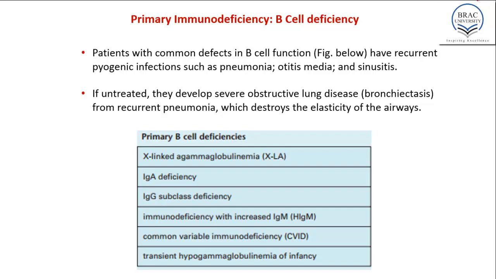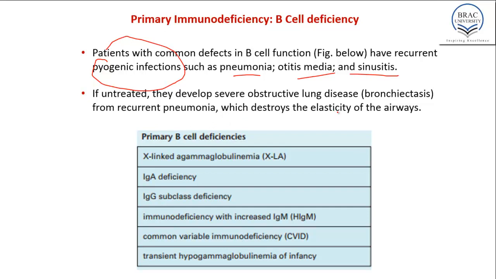Okay, so what is a pyogenic infection? Pyogenic infections are diseases that produce pus. So a disease that produces pus is termed a pyogenic infection. This can be pneumonia, otitis media. What is otitis media? Otitis media is the infection of the middle ear, or sinusitis. Okay, this is the infection in the sinus. If untreated, they develop severe obstructive lung disease from recurrent pneumonia, which destroys the elasticity of the airways.